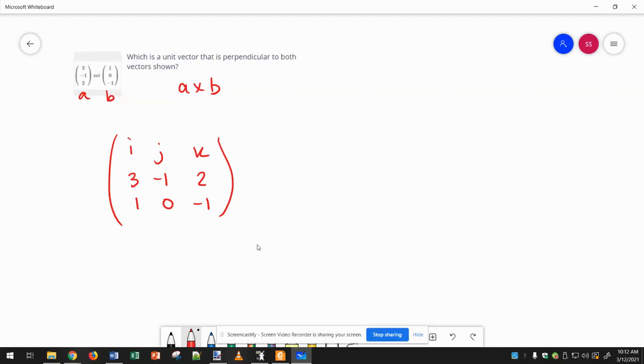Okay, we need to figure out a unit vector that's perpendicular to both of these. So that's why we're going to do the vector product, so A cross B, and we set it up like this, where 3, -1, 2, we write them sideways in the I, j, k components, and then 1, 0, -1. So then we find the first determinant. We want to ignore the I columns, so we write down -1, 2, and 0, -1.